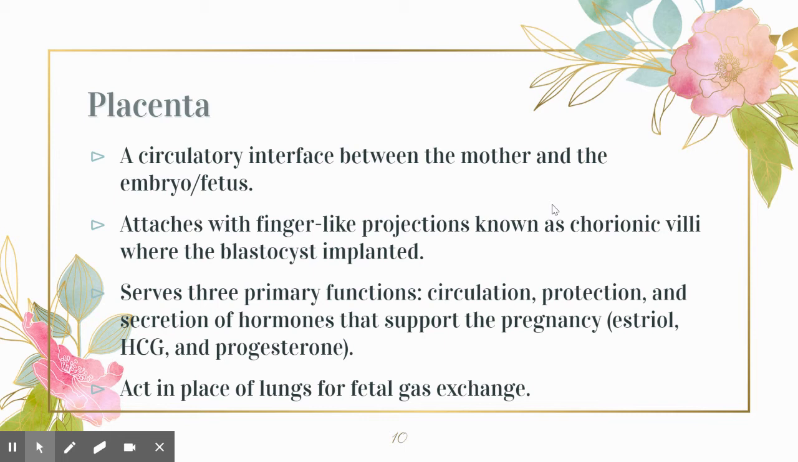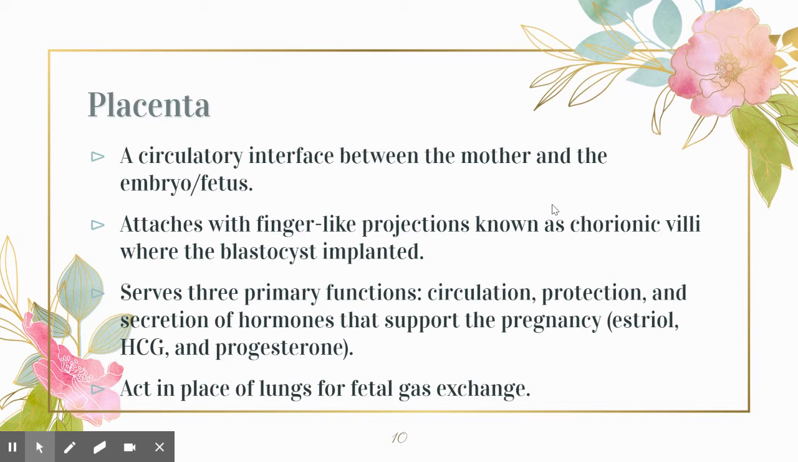And there are three functions of the placenta: circulation, so it acts as the fetal lungs and heart. It gets the oxygenated blood to the baby. It protects the fetus from some organisms and substances. Some are too big to get through the placenta. Some are small enough to get through anyway, and that's where your teratogens come in.